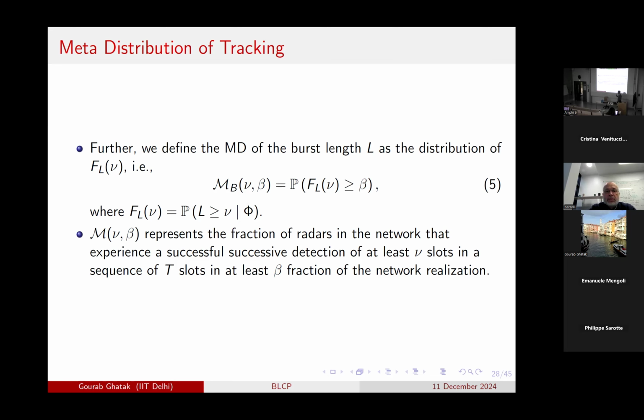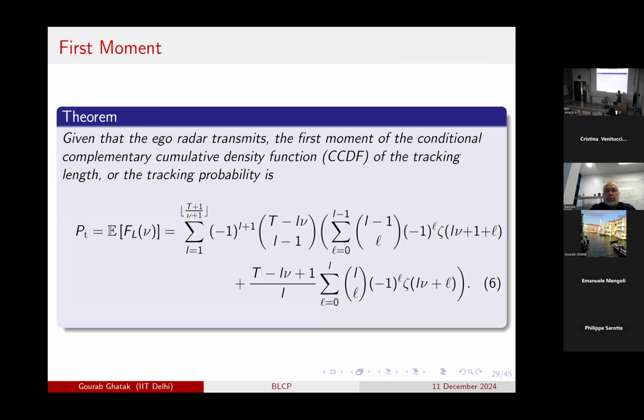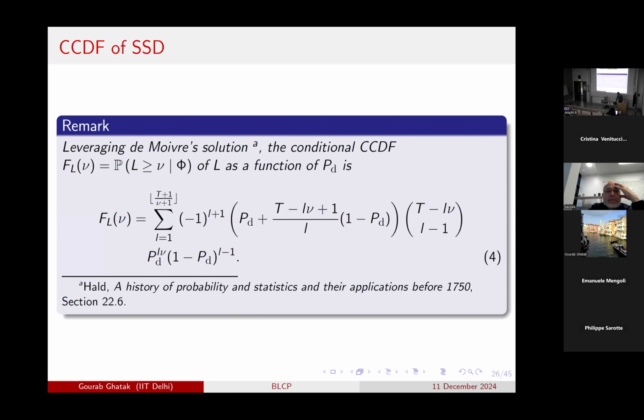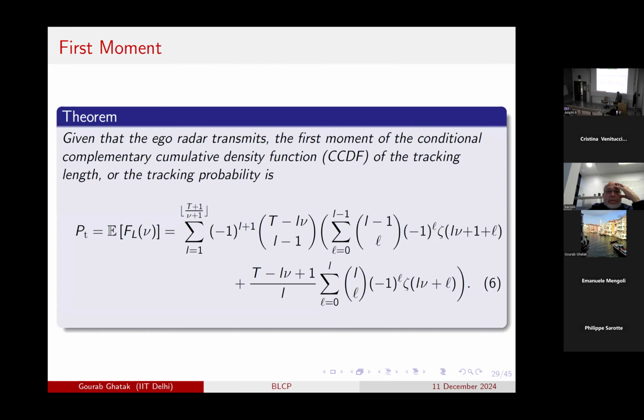We couldn't characterize it, but we could calculate the first moment. The first moment tells us the average number of radars which will have a successful detection in at least nu slots in a sequence of t slots. So it's coming from this equation directly, but since PD is coming everywhere, a little bit of algebraic manipulation is needed to convert it in terms of the moments. But the moments help us get back here.